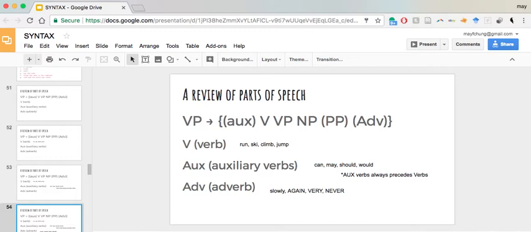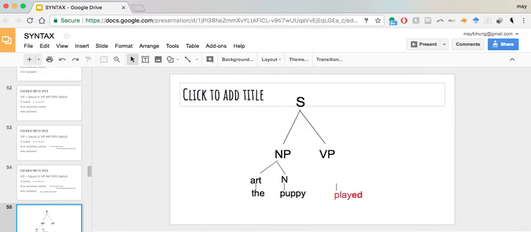So just be careful that even though people say that adverbs end in ly, there are other adverbs out there that don't end in ly, but they still modify the verb. So here we have our subject, right? Our sentence level. So we have our S, and then we have our noun phrase, and the noun phrase splits off into an article and a noun, and then we have our verb phrase, okay? So to keep it consistent, we have played, but we know that played is a verb, so we'll say it's a verb.